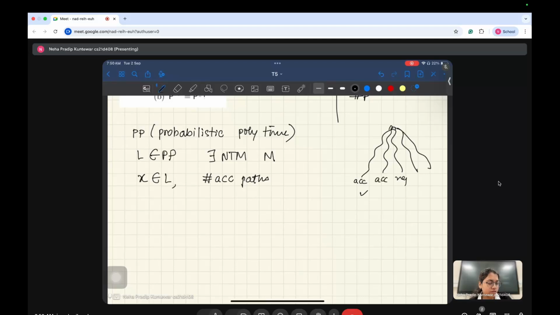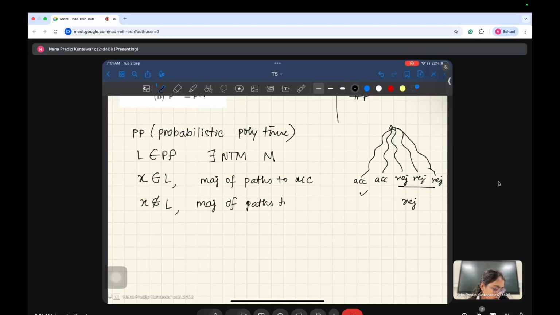This was the idea. We'll modify this slightly: we look at all the answers on all these paths. If the majority of them say reject, we're going to reject. If the majority of them say accept, we're going to accept. So if X is in the language, we want the majority of paths to accept, and if X is not in the language, then we want the majority of paths to reject. So this is what it really means.